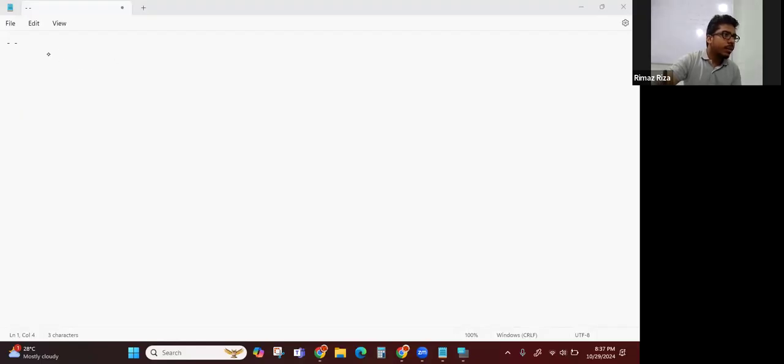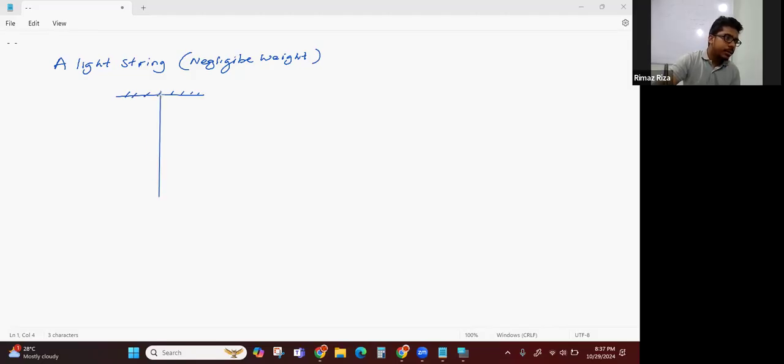Now suppose you consider a light string. A light string means the mass is negligible, the weight is negligible. So a light string has negligible weight. If the string is light, the tension in the string will be the same everywhere.